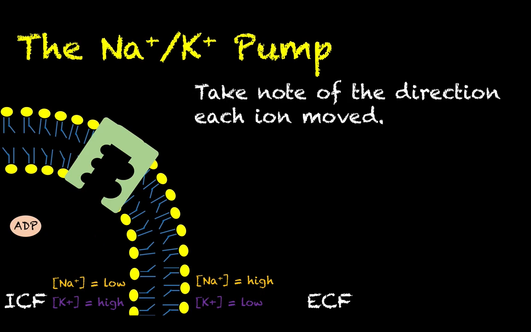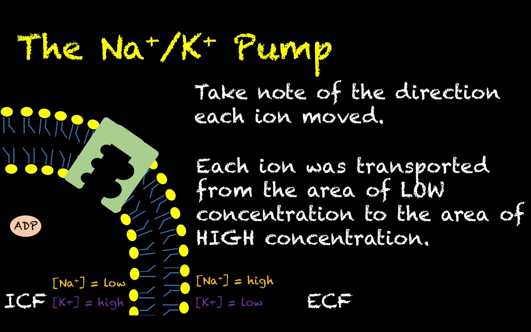So to wrap this discussion up, take note of the direction each ion moved. Each ion was transported from the area of low concentration to the area of high concentration. Sodium and potassium moved in opposite directions, and that is because their concentration gradients are pointed in opposite directions.